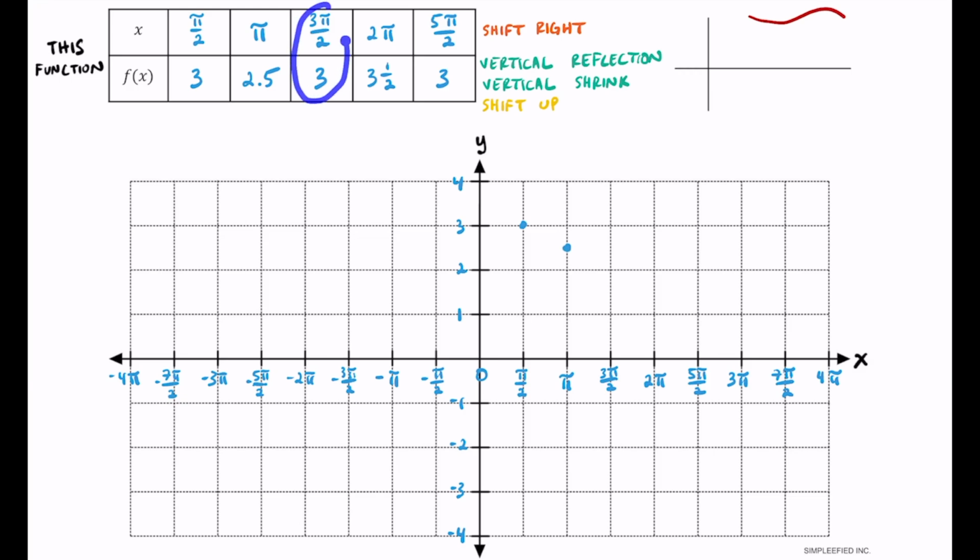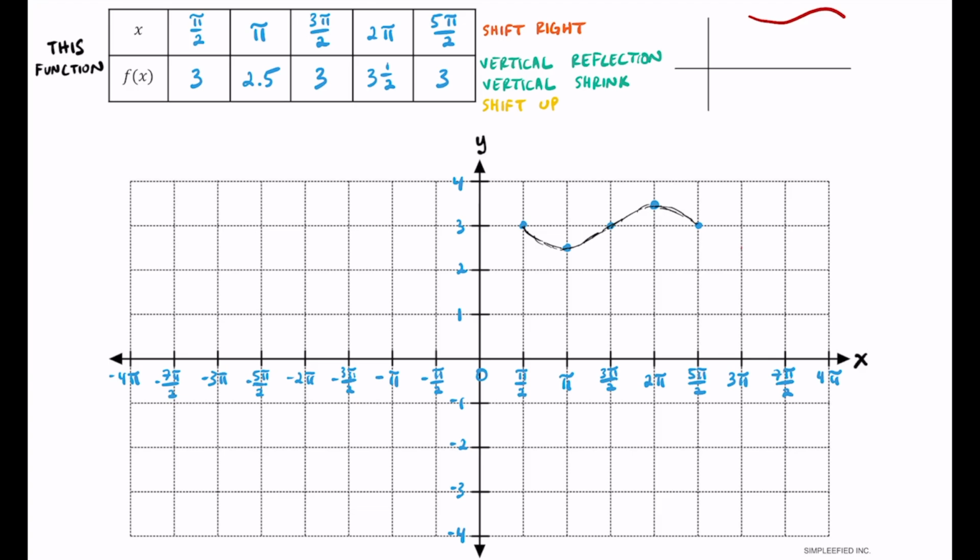Then we have 3 pi over 2 comma 3, so go to the right 3 pi over 2 and go up to 3. And then we're going to have this 2 pi comma 3.5, so let's go to 2 pi and then 3.5. That's up here between 3 and 4. And then finally 5 pi over 2 comma 3. Go to the right 5 pi over 2 and then back down to 3. So putting this all together, making a rough sketch of a curve, it looks something like this.